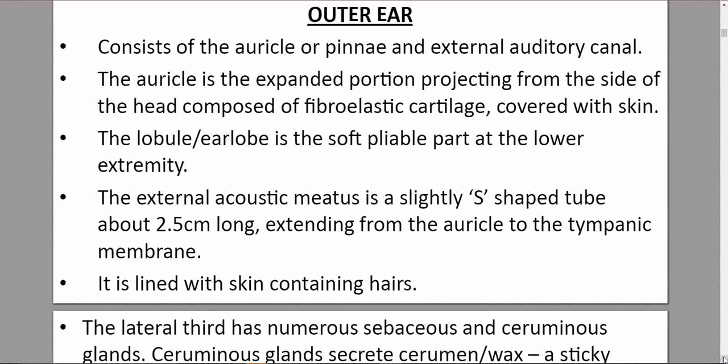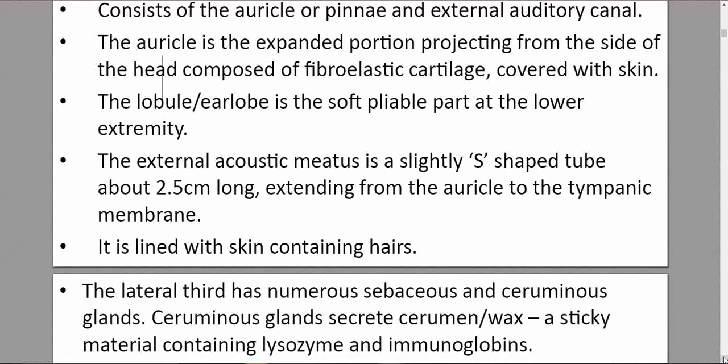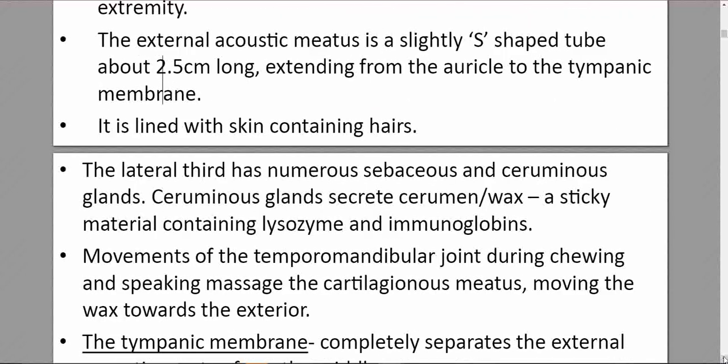Then you have the auricle, the expanded portion projecting from the side of the head, composed of fibroelastic cartilage covered with skin. Then you have the lobule. The ear lobe is the soft palpable part of the lower extremity. And then you have the external acoustic meatus, a slightly S-shaped tube about 2.5 centimeters long, extending from the auricle to the tympanic membrane, and it is also lined with skin containing hairs.